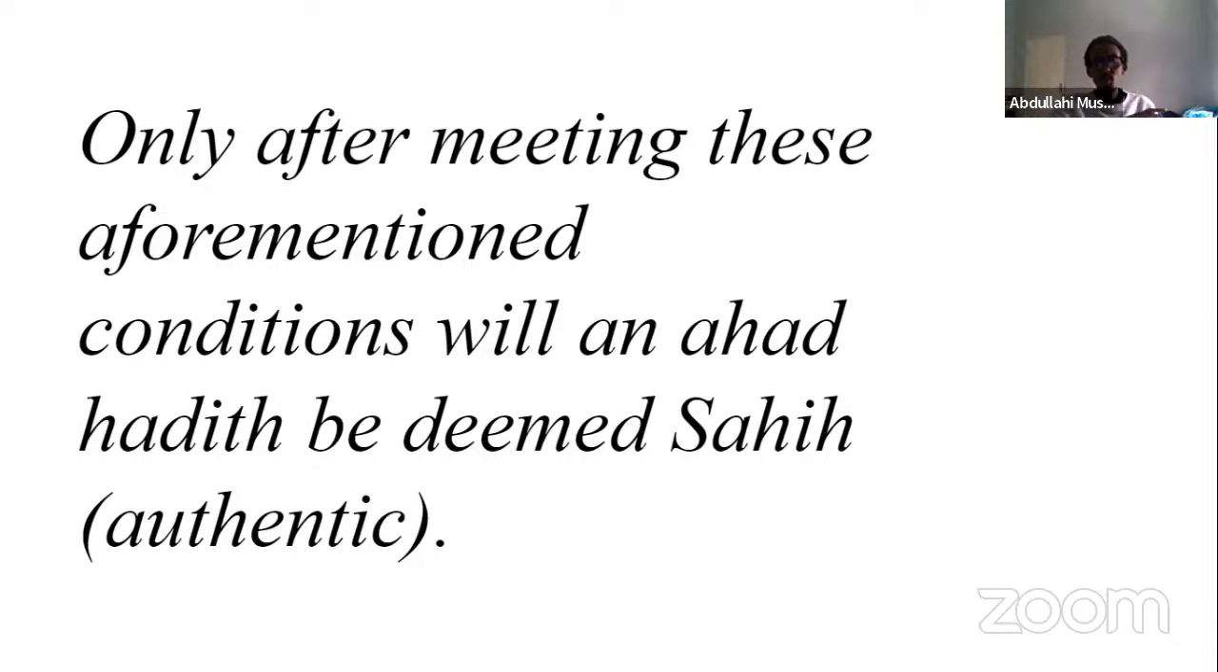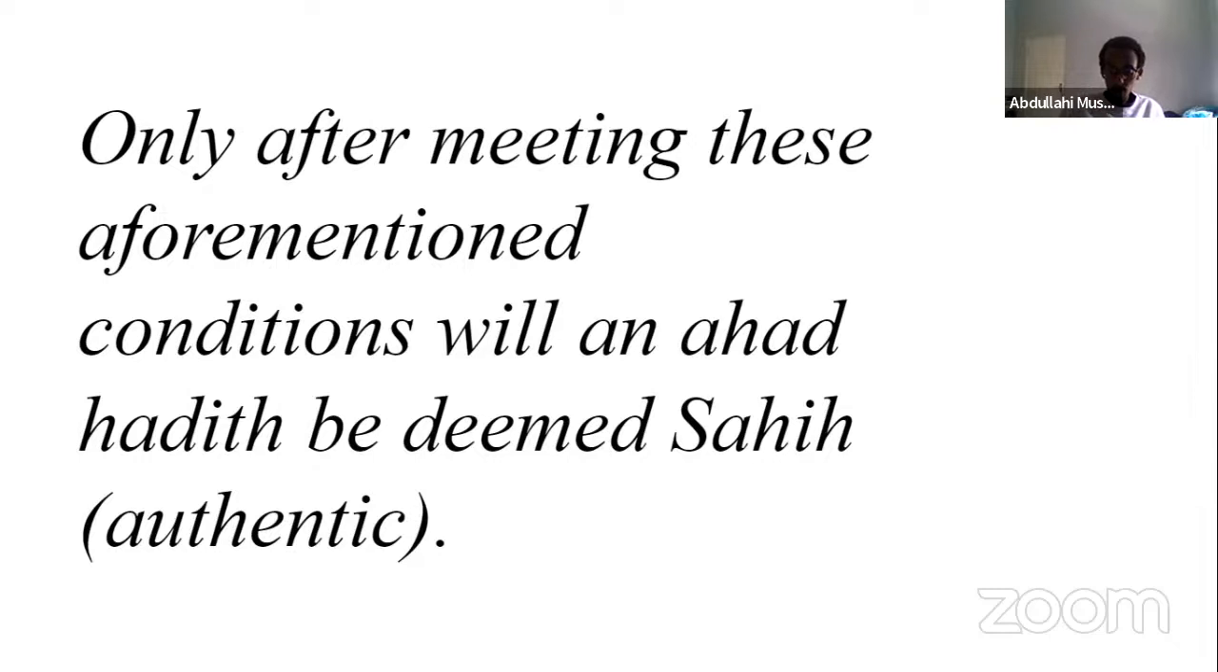So for a mutawatir hadith, once you conclude that a hadith is mutawatir, you automatically say it's authentic. But for an ahad hadith, once you see that a hadith is ahad, you cannot make that automatic jump. You cannot say automatically it's authentic. You have to make this hadith undergo a test. And that test, as we mentioned, were those 5 conditions. So once an ahad hadith undergoes these aforementioned 5 conditions, then we are going to say that it is authentic, it is sahih.